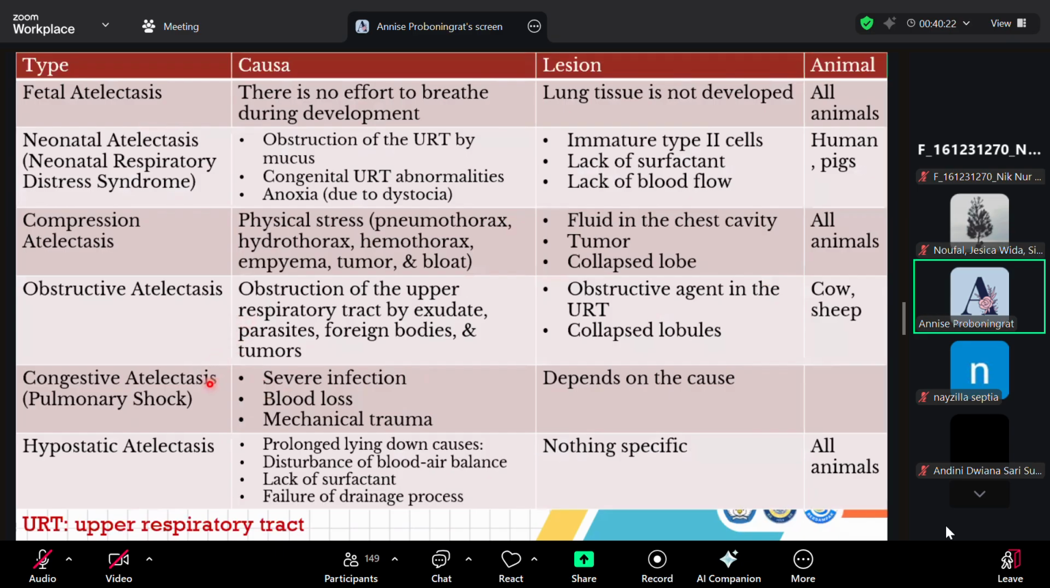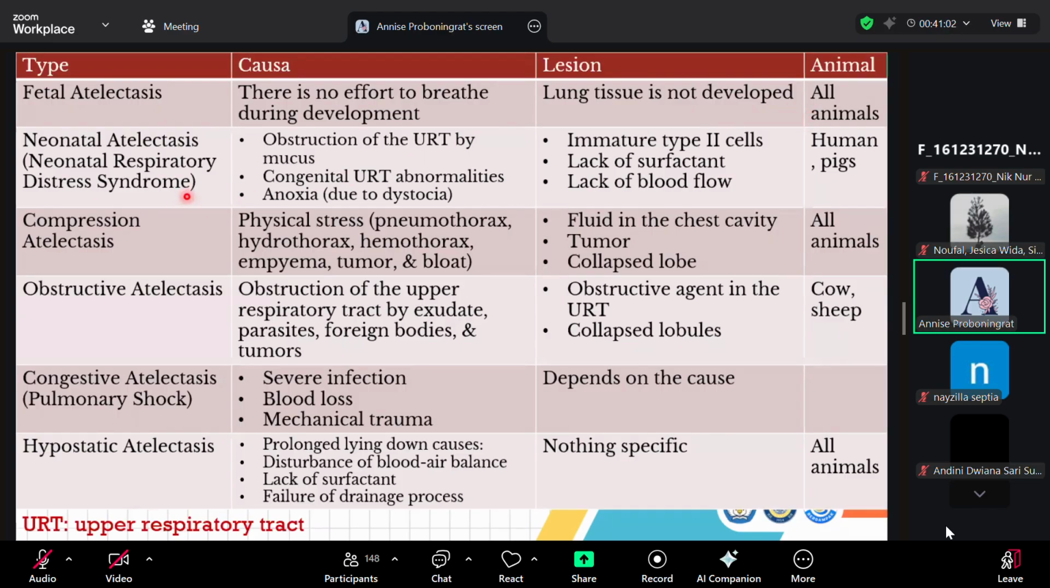This is the differentiation of atelectasis in animals and the causative factors, the lesions, and it can occur in certain animal species. In fetal atelectasis, it is caused by no effort to breathe during development of the fetus lung, and the lung tissue is not well developed. It can occur in all animals.